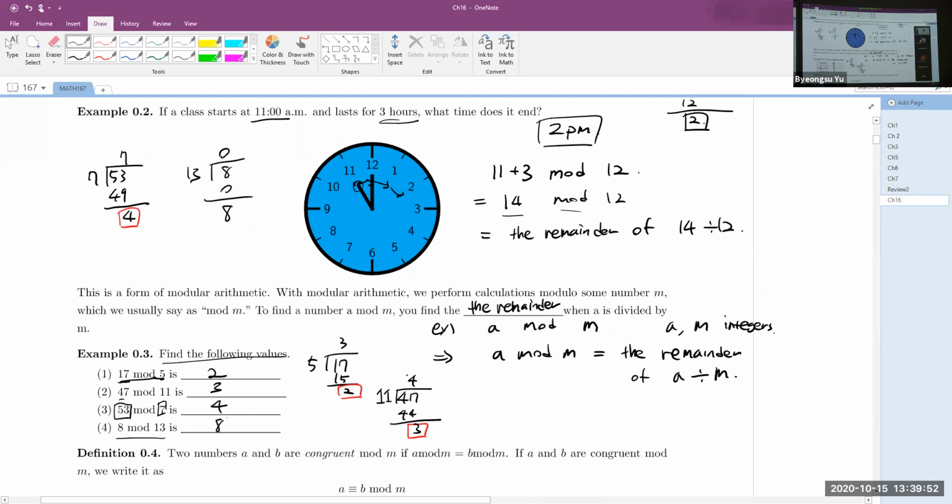No, we don't care about decimals. In modular arithmetic, we only care about integers, not decimal numbers.